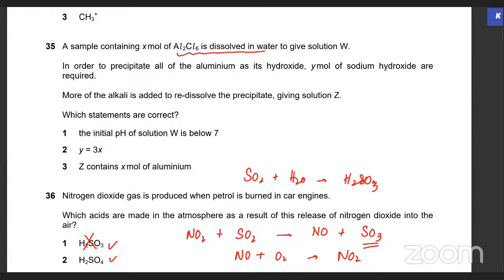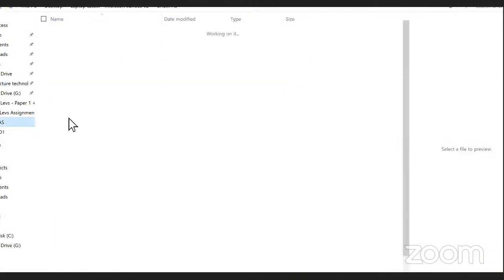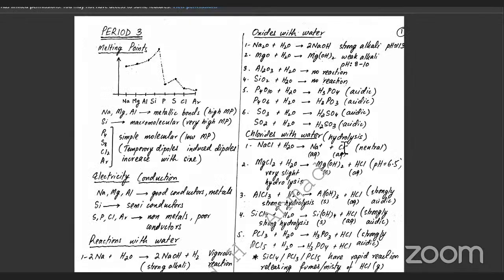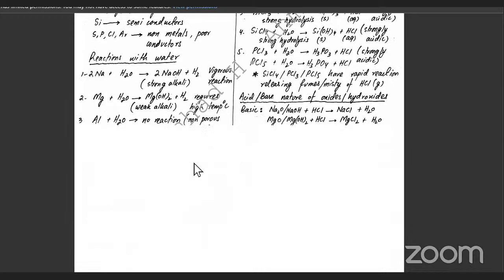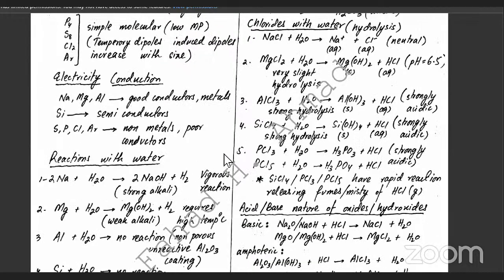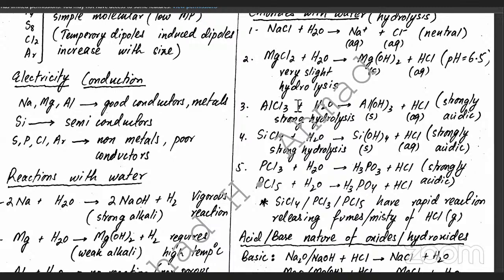Now this is part of inorganic. Okay, so let me just quickly open the inorganic notes. Now this one. AlCl3, we have to look for AlCl3. Remember what happens with AlCl3, and I'll just give you a brief outline as well. Remember the hydrolysis of all these chlorides. You've got AlCl3, and AlCl3 mixes with water and forms aluminium hydroxide and produces HCl. This is what happens. There's a strong hydrolysis and a strongly acidic solution is produced.